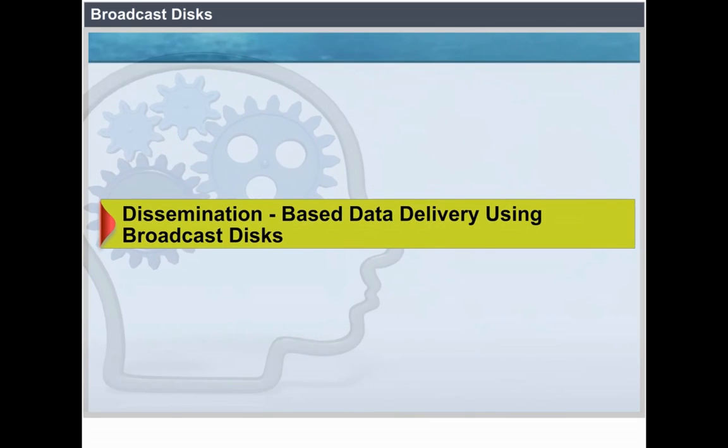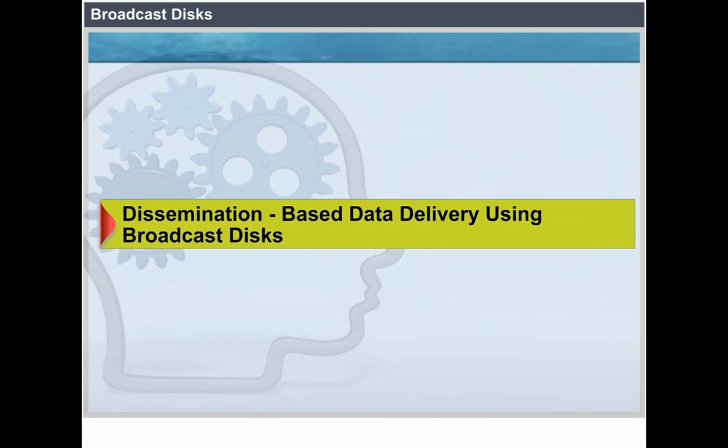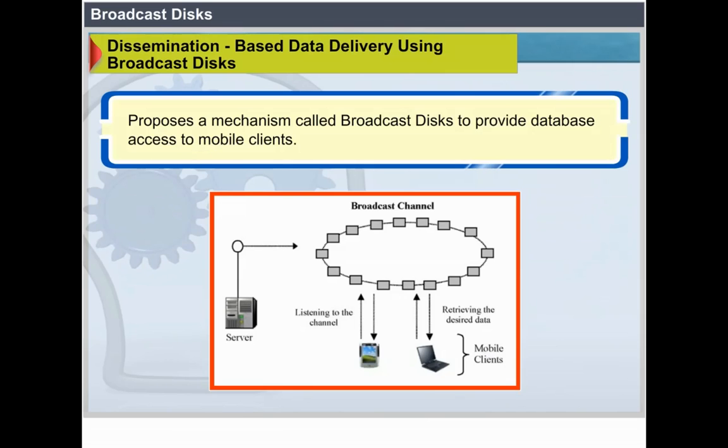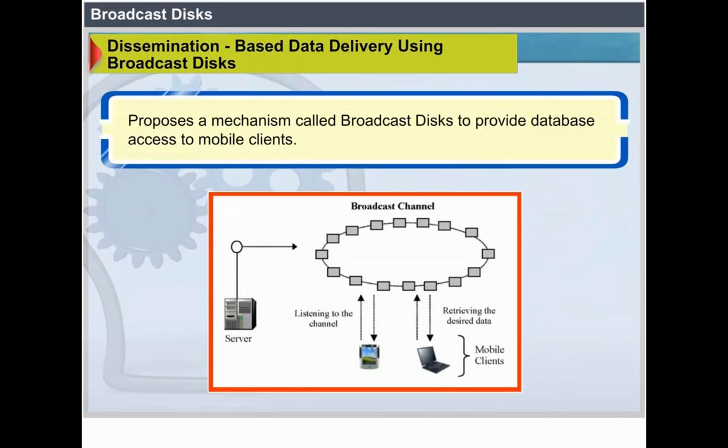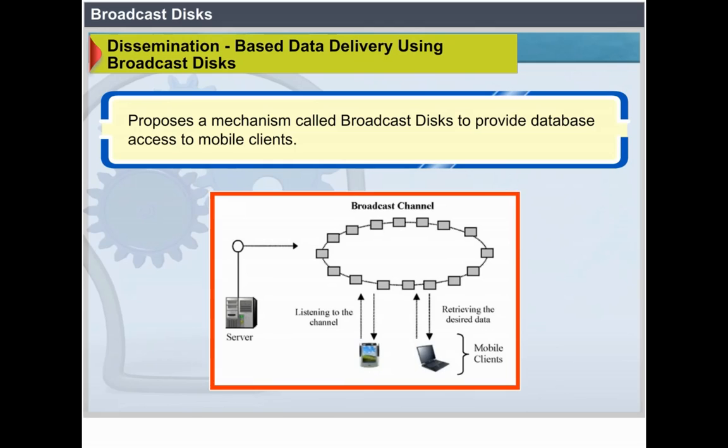Dissemination-based data delivery using broadcast disk. Proposes a mechanism called broadcast disk to provide database access to mobile clients. Server continuously and repeatedly broadcasts data to a mobile client as it goes by. Multiple disks of different sizes are superimposed on the broadcast medium. Exploits the client storage resources for caching data.